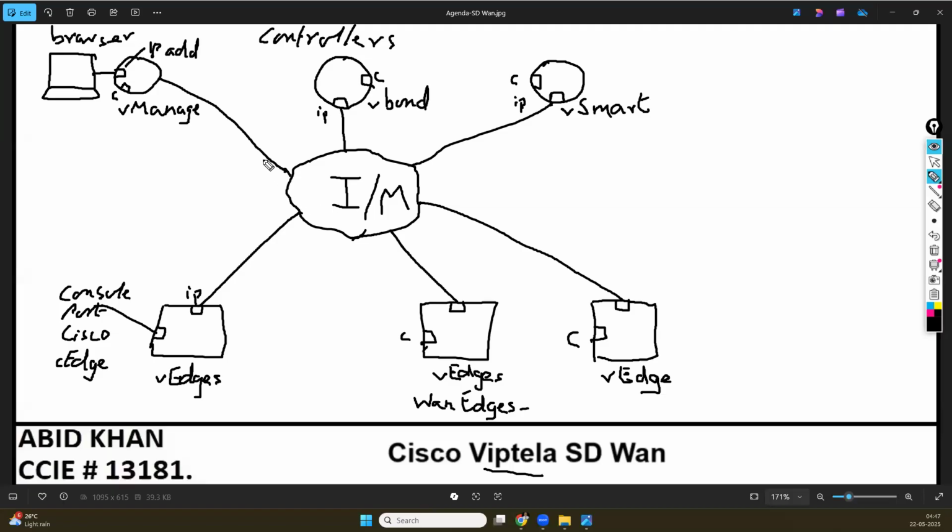So using this WAN service, what will happen now? All these devices will have reachability. All the devices will be able to ping each other. This reachability, in Cisco Viptela SD-WAN, we call it the underlay. This is known as underlay. So the underlay network you need to have before the actual SD-WAN will start.